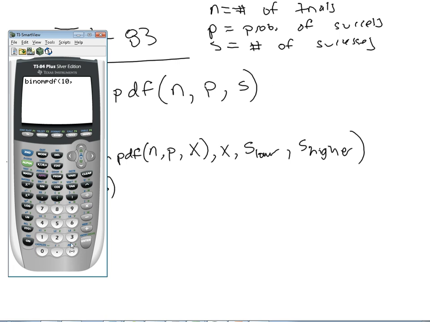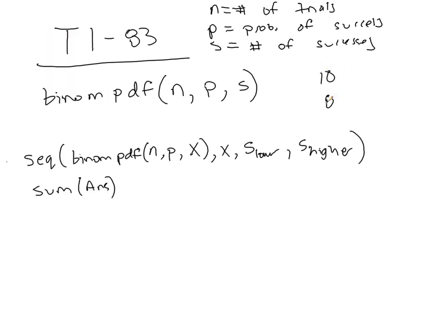The probability of success is, let's say, 90%, and the number of successes is, let's say, 8. So what's the probability that we get 8 successes in 10 if there's a 90% success rate? Well, the probability of seeing that is 19.37%. That's the same thing that we would get if we did 10 combination 8, times 0.9 to the 8th power, times 0.1 to the 2nd power.